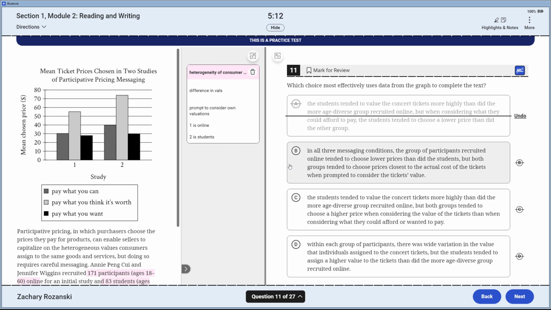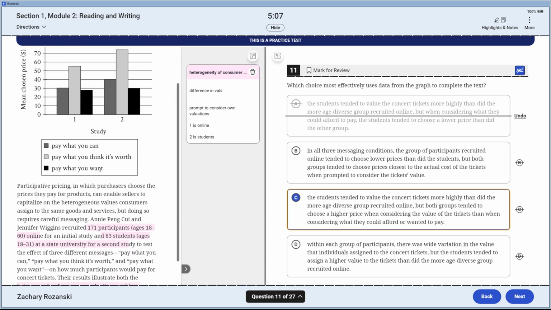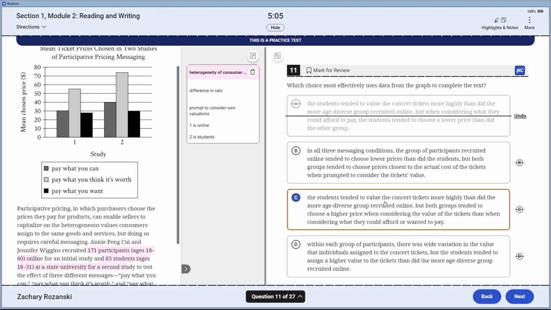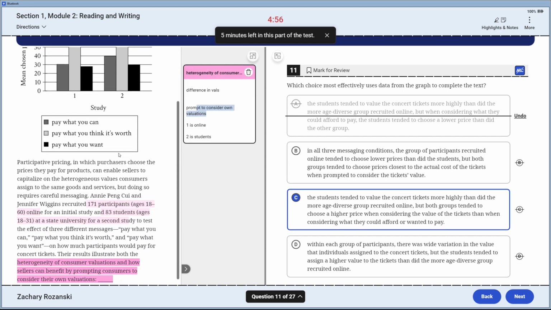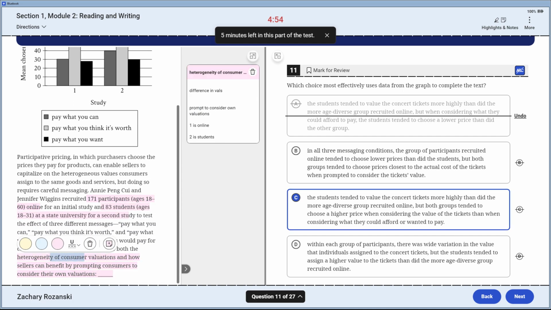Yes, this is perfect. I want to prove difference in valuations. A does that, or C does that more highly. But both groups tend to choose a higher ticket price when considering the value, then when they can afford, yes. Prompted to consider their own valuations, the heterogeneity, the difference, can benefit. For 11, C is the right answer. Absolutely. Pick it and move on.